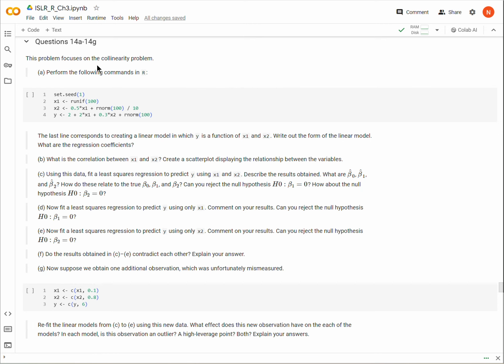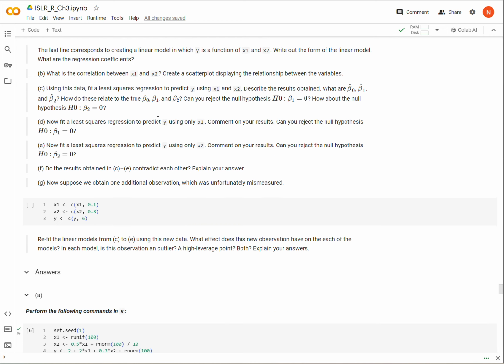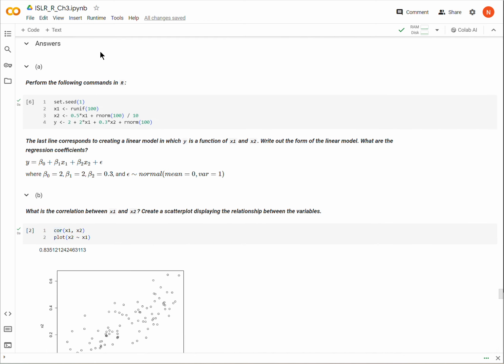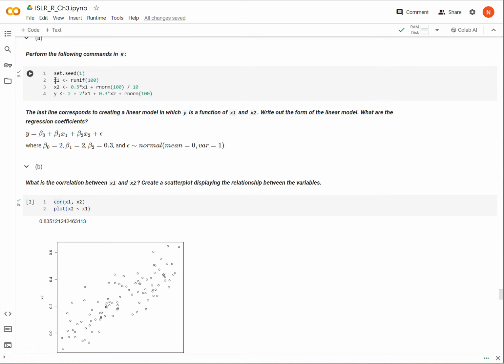Okay, question 14, parts A through G for the third chapter of Introduction to Statistical Learning. Again, this is a mini-part question, so we'll just tackle them as we go along. Okay, so first we're going to generate some data, x1, x2, and y.